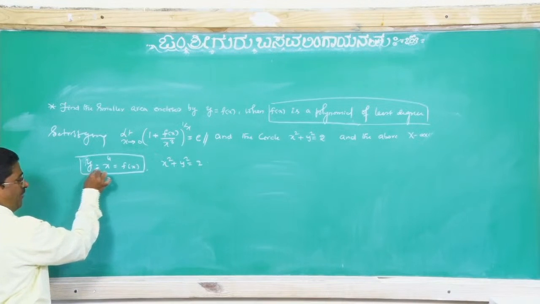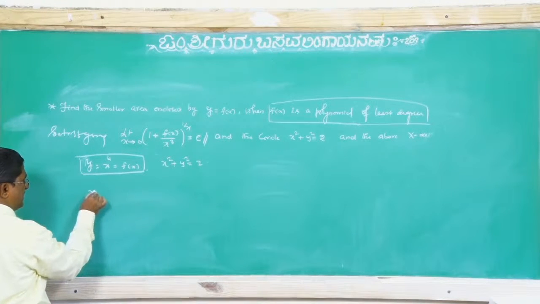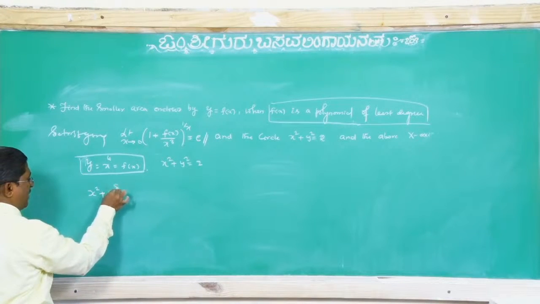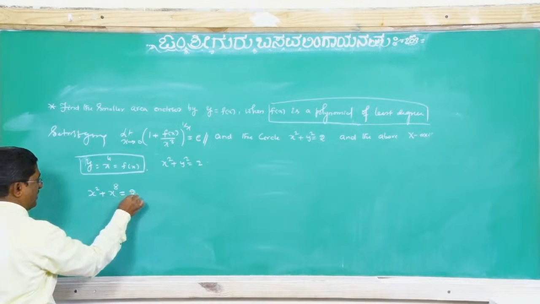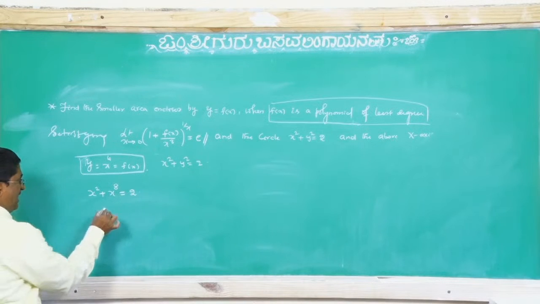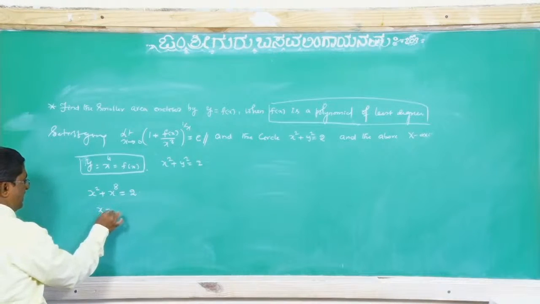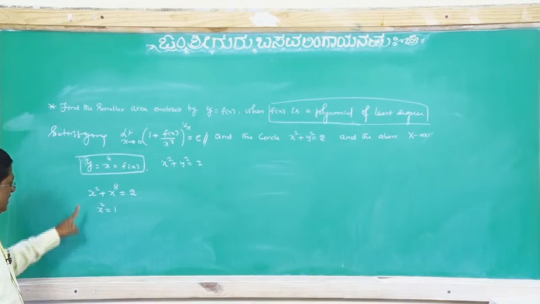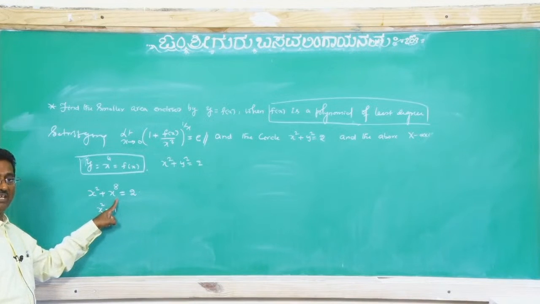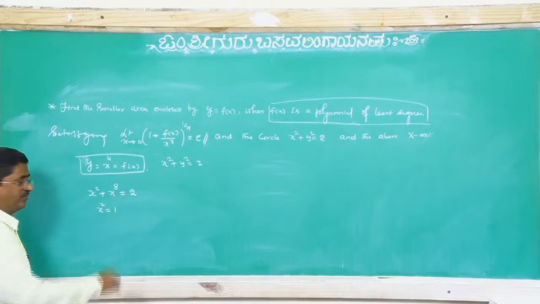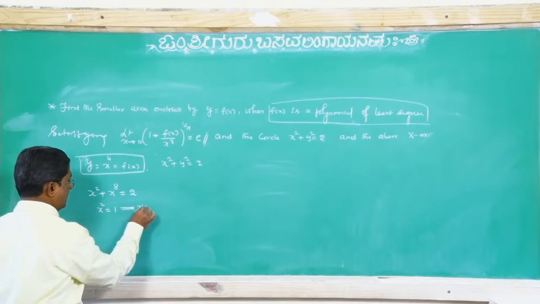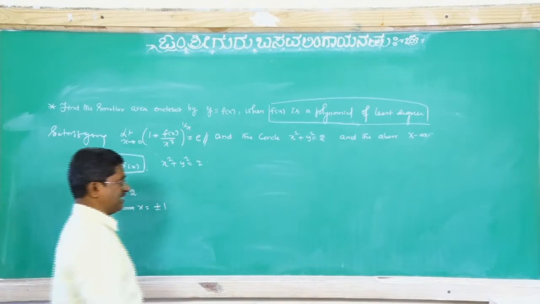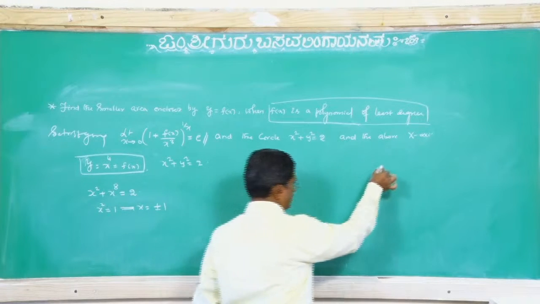So y is a function of x square. y equal to x power 4, y square means x power 8, so x power 8 plus x square is equal to 2. By trial and error method, if I write x square equal to 1, check: 1 to the power of 8 is also 1, 1 plus 1 equals 2, satisfied. x square equal to 1, x is equal to plus or minus 1. That's all. Now the location of the graph is essential.